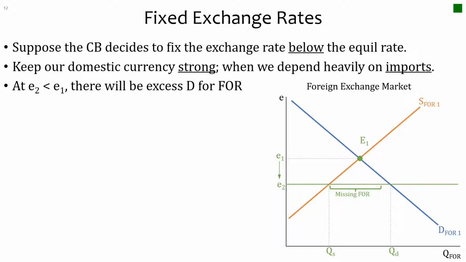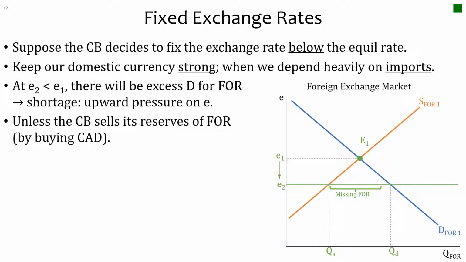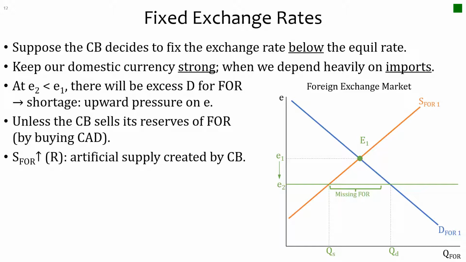So at E2, which is lower than E1, there will be excess demand for foreign currency, and that's a shortage. And whenever there is a shortage of anything, there will be upward pressure on the price of it, in this case, the exchange rate. Unless the central bank sells its reserves of foreign currency, by buying Canadian dollars. So this is the opposite here. The central bank has to create artificial demand for Canadian dollars, which means artificial supply of foreign currency.